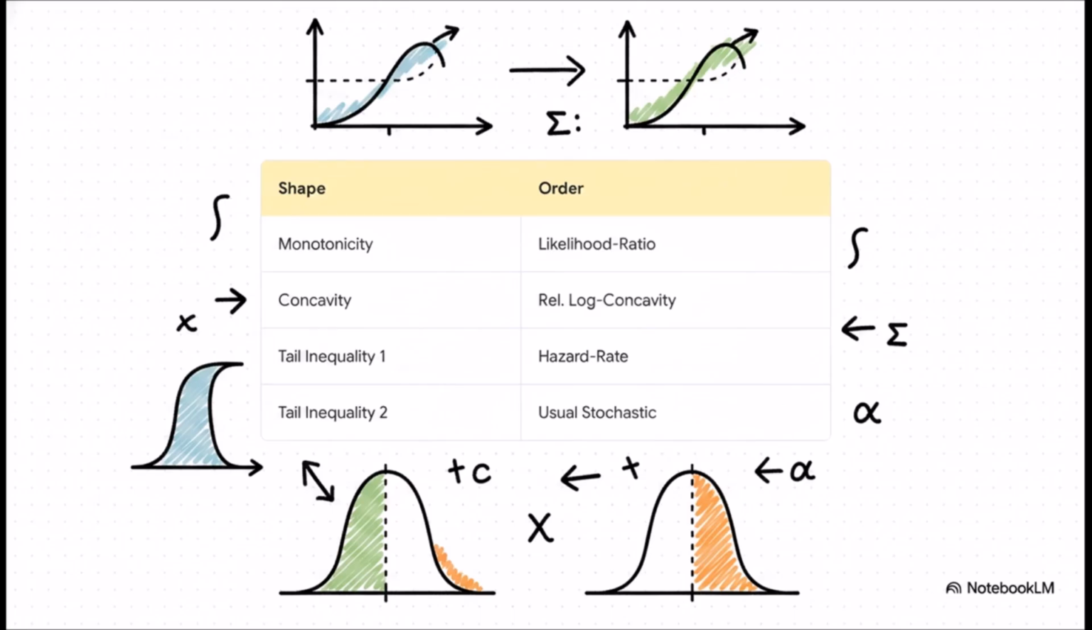Just look at how beautifully this maps out. If the kernel is monotonically increasing or decreasing, boom, you immediately get the likelihood ratio order. If the kernel is mathematically concave, you get relative log concavity. And if the kernel satisfies 2 specific tail conditional mean inequalities, you unlock the hazard rate and usual stochastic orders. It is just so beautifully simple.